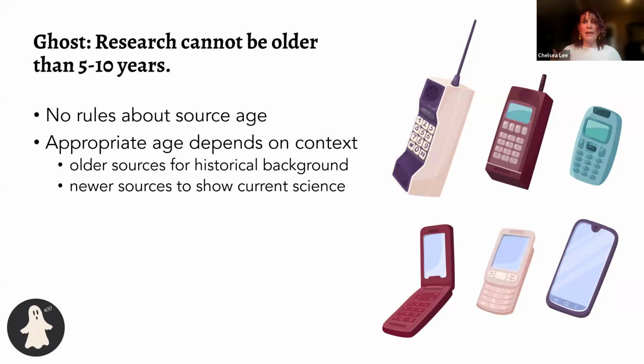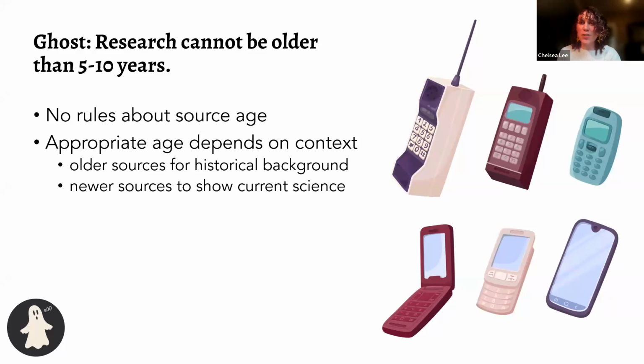However, often APA style is being used in social sciences. And as we know, science progresses. And so it's also important to present the newest, most current information available to your readers. And so, yes, you do want to use newer sources when you are presenting current information.